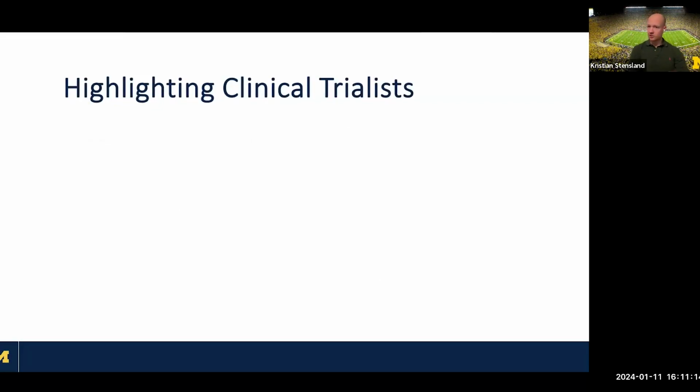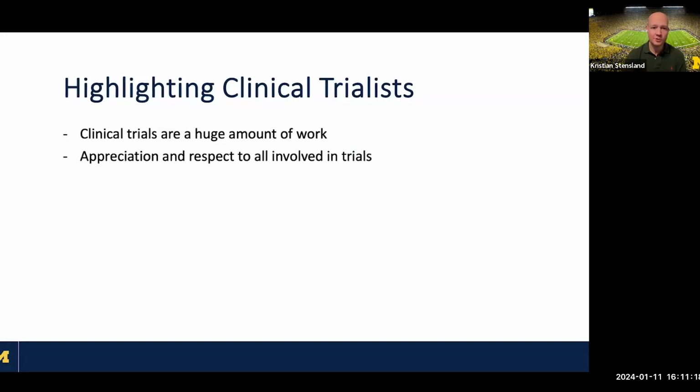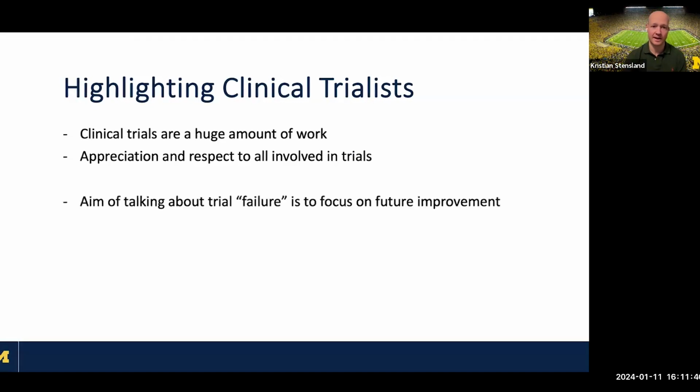And anytime I give a talk about clinical trials, I always try to highlight clinical trialists. Clinical trials are a huge amount of work, and I want to show appreciation and respect to all people who are involved in trials. So we're going to talk about clinical trial failure, and why clinical trials fail. And I use this word fail a lot. And I just want to show respect for clinical trialists who are putting a ton of work in, and also patients and participants in trials who are investing time and other resources into trials.